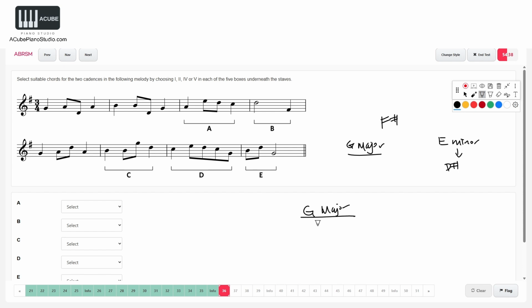So first, let's write out the chords. Chord 1 is G, B, D. Chord 2, A, C, E. Chord 4, C, E, G.